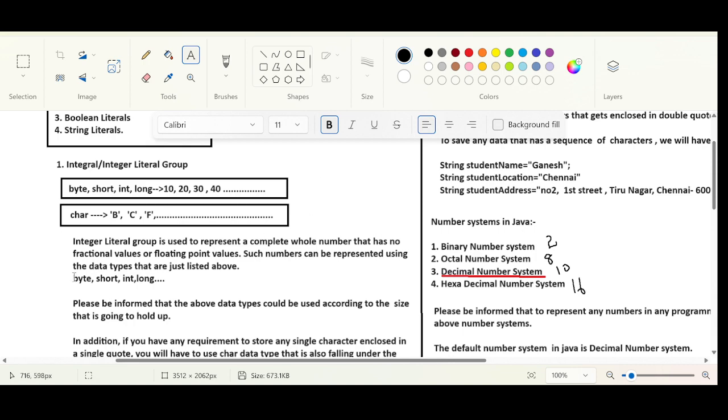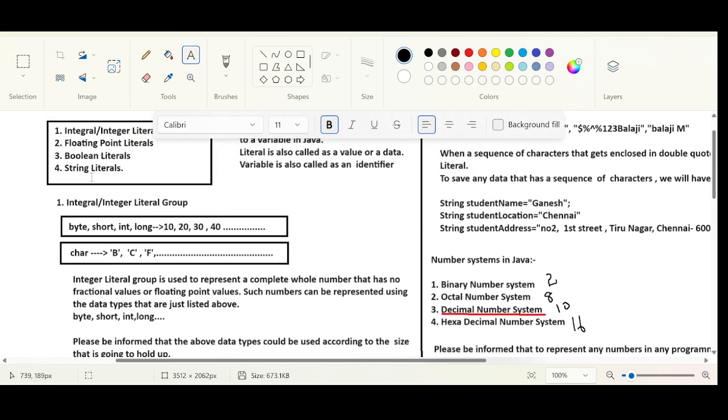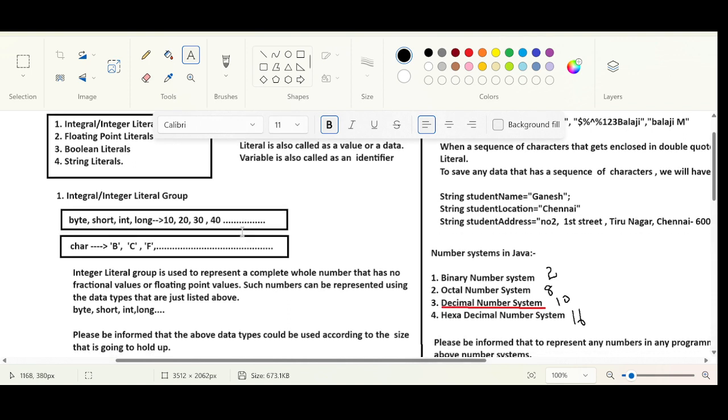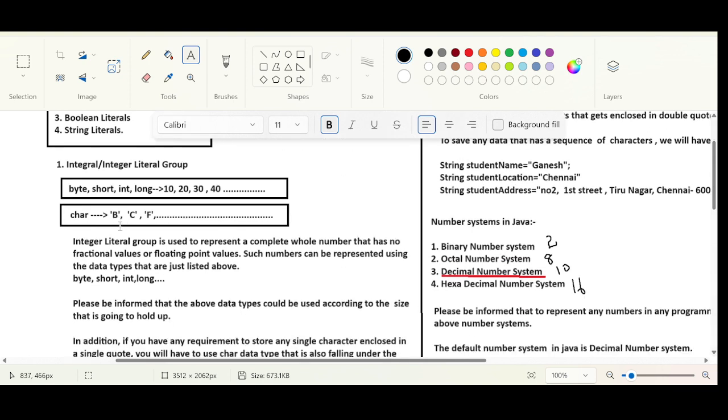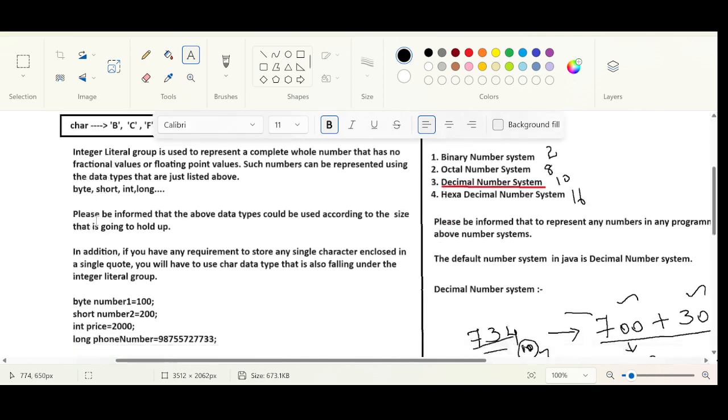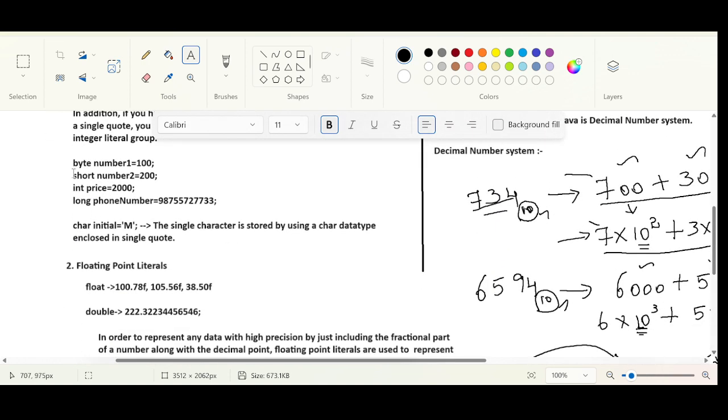Very simple, guys. If you want to represent any data, the data can be represented with 4 literals. The integer literal group is used when you want to represent a whole set of numbers without fractional parts. But you can also represent a single character, and when you want to do so, you can go for the char data type. These are the examples that I gave in the last class.